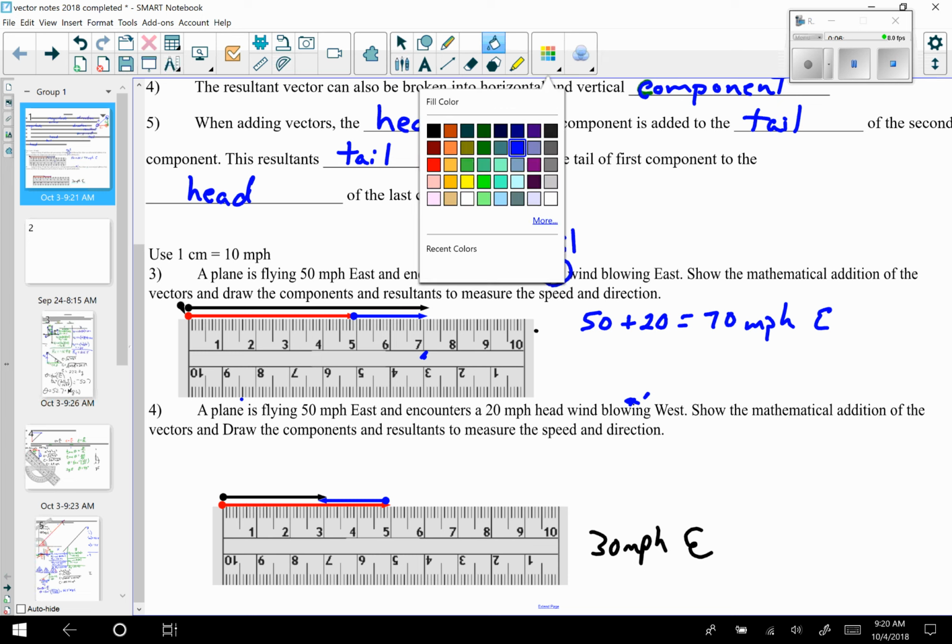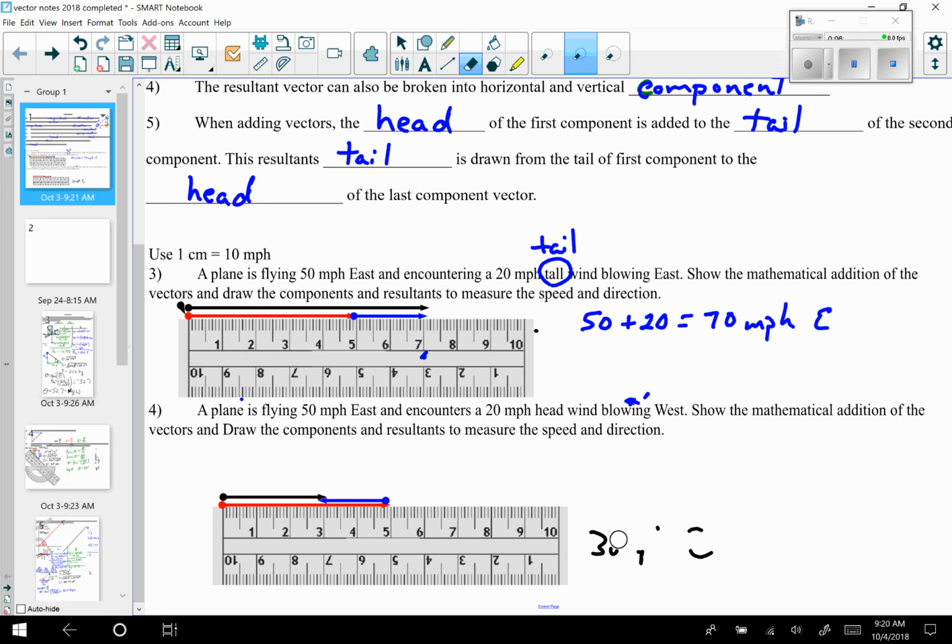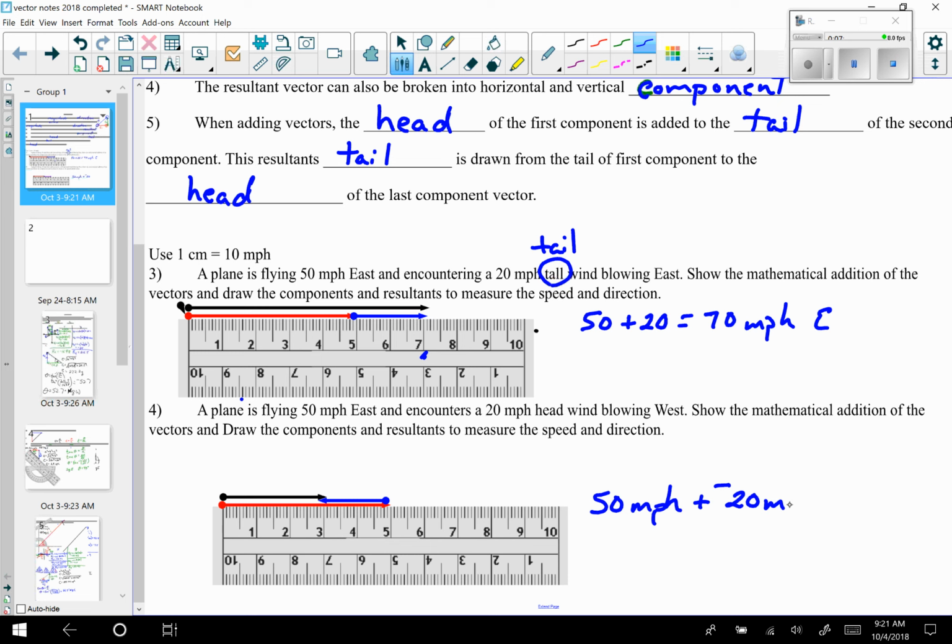centimeters long. And so the way you do this mathematically, once again, is very, very easy. Let me erase all this real quick. So I'm going to take my 50 miles per hour. It's positive because it's going to the east. I'm going to add to that a negative 20 because the wind was blowing west at 20 miles per hour, and west is negative. And when you get 50 plus a negative 20, you get 30 miles per hour. But that's only part of the answer, because you also have to say east.